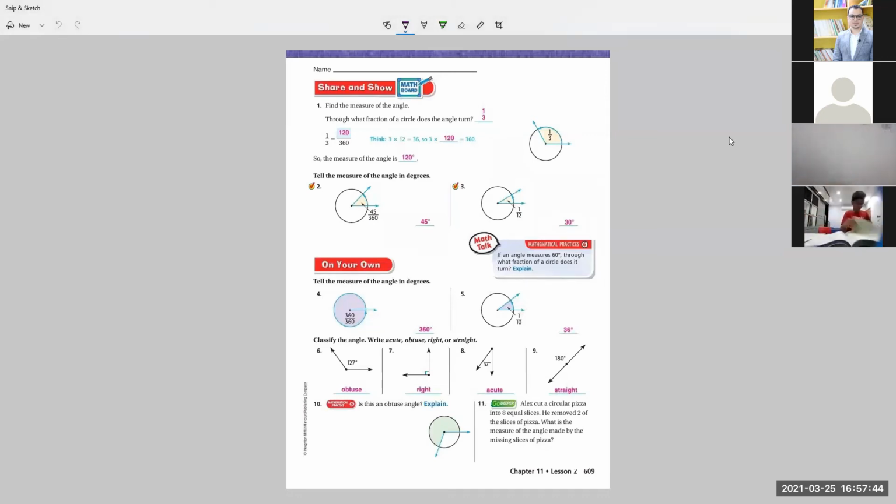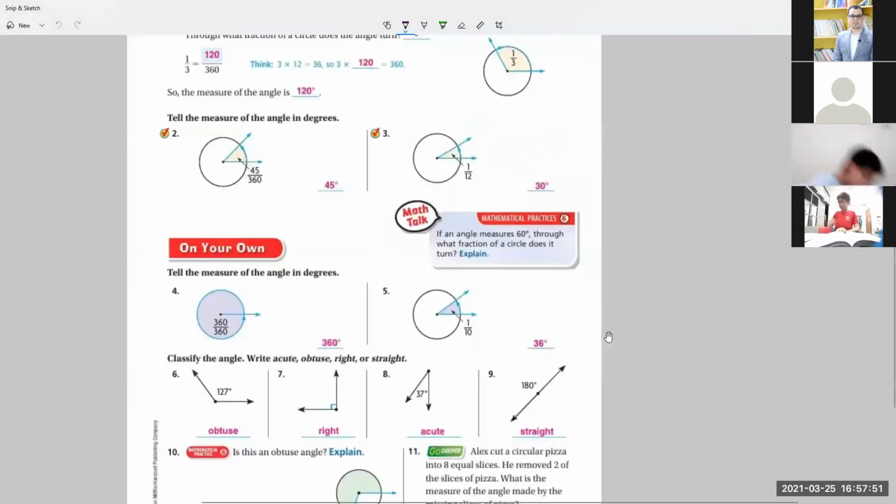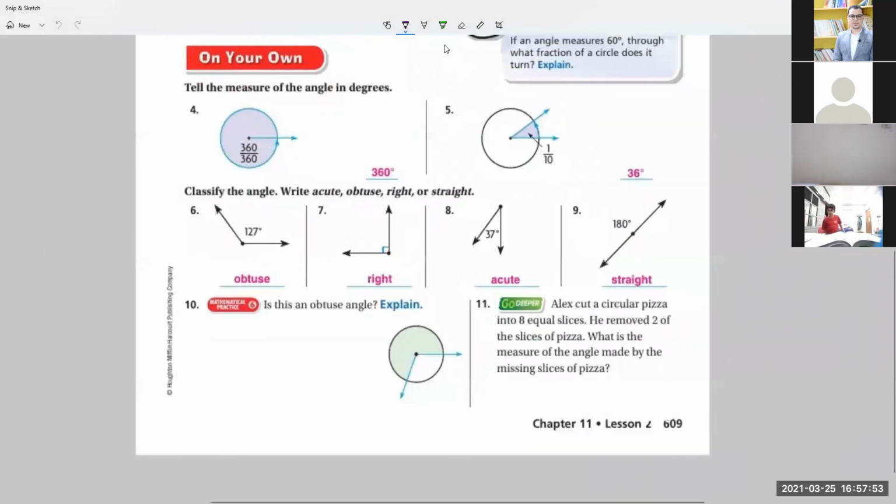Today we're going to continue what we started before in lesson 11.2. So let's open your book, page 609. This class will start in 2 minutes. Hurry up please.